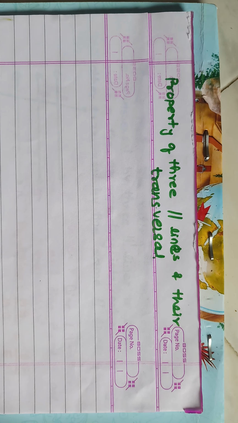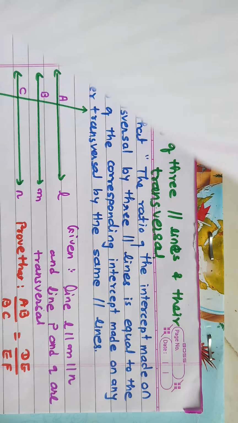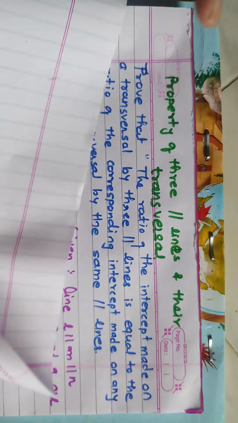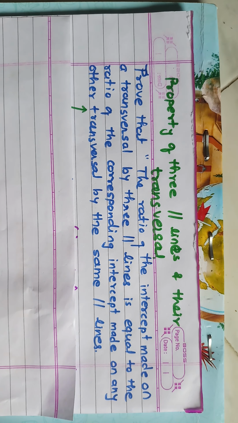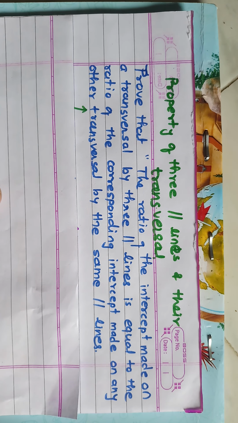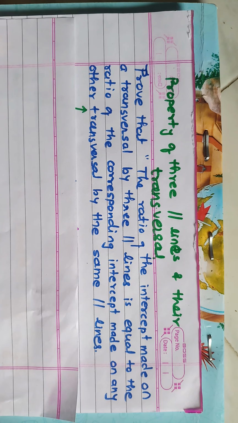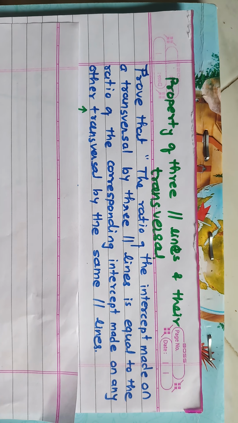In this video, we are going to learn the property of three parallel lines and their transversal. Now, let's see the statement. Prove that the ratio of the intercept made on a transversal by three parallel lines is equal to the ratio of the corresponding intercept made on any other transversal by the same parallel lines.